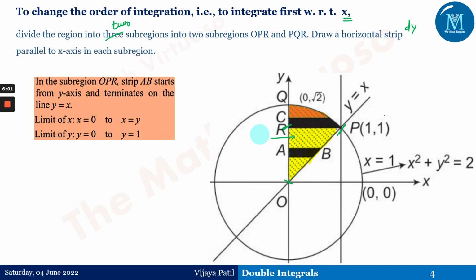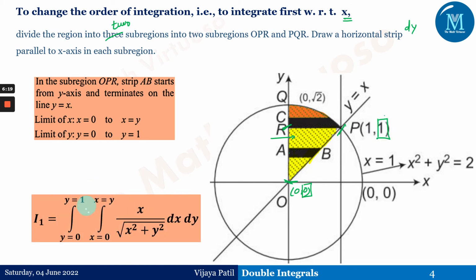The limit of x, as I've told you, is moving from x equals 0, that is the y-axis, to the line x equals y. And the limit of y, that means this strip is moving from the origin 0, 0 till the point P, and therefore the limit of y is from 0 to 1. This can be shown in the integral as the integration from y equals 0 to 1, integration from x equals 0 to x equals y, of x upon square root of x square plus y square dx dy. This is the first integral in OPR.